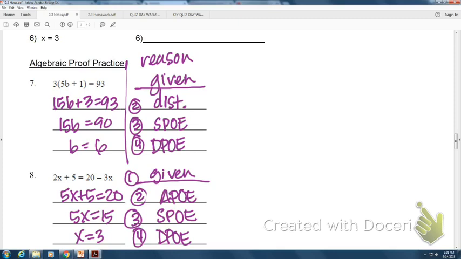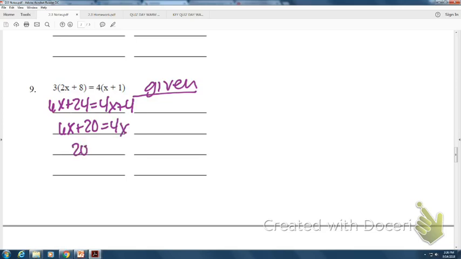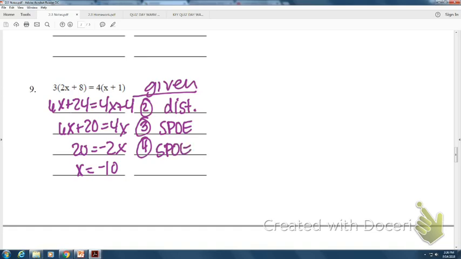Okay, moving right along then. Last one. Given, I have 6x plus 24 equals. Okay, second reason. Distributive. Third reason. Fourth reason. Fifth reason. Awesome. Questions on that one? Okay, so that is all of the algebra.